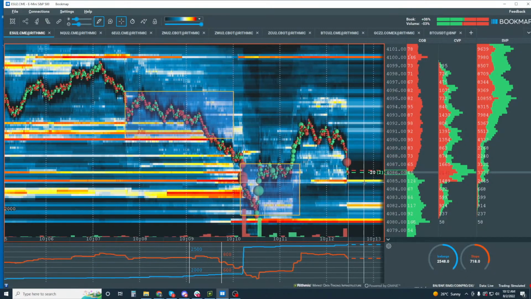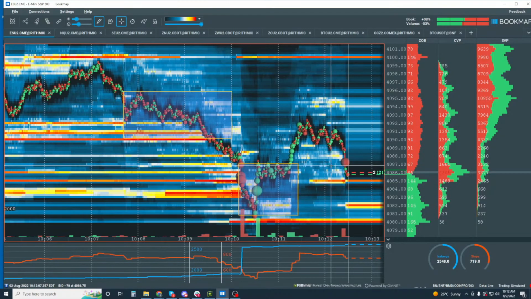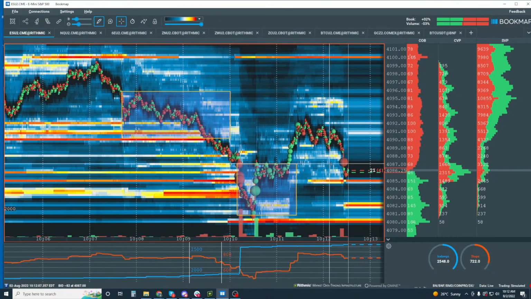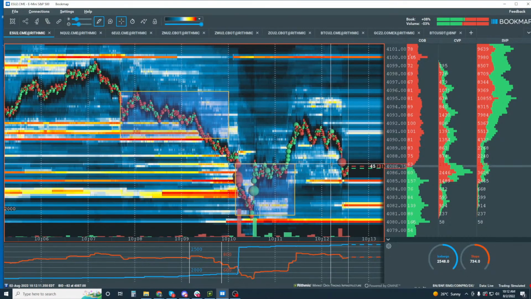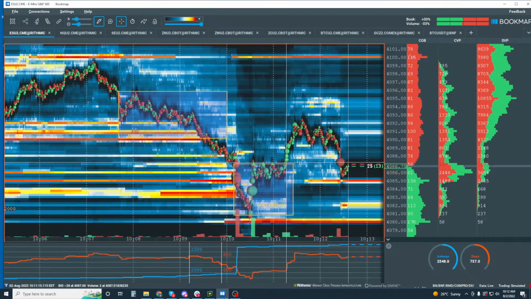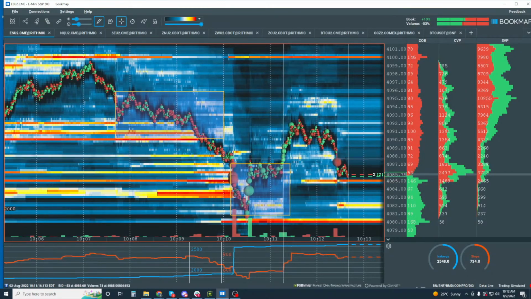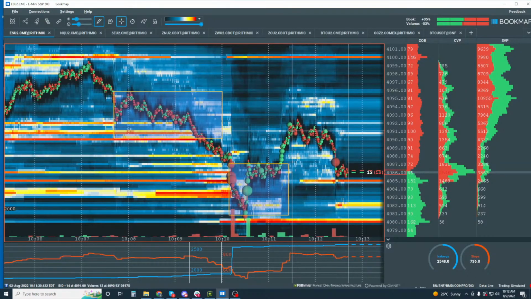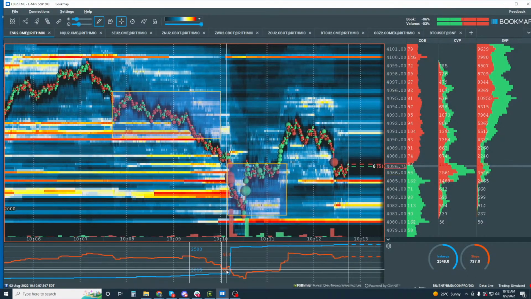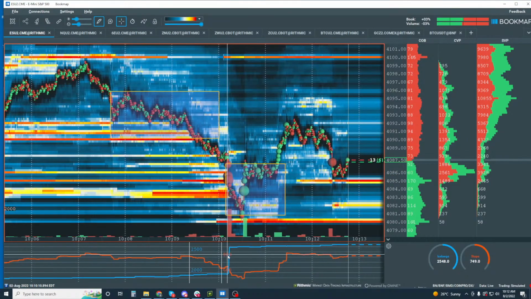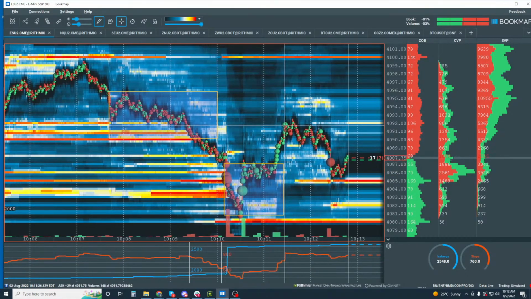Sellers give it another shot down here. Now they're trying to squeeze the buyers in these areas. There's a lot of stop runs in here too. Let's see, how many is it? It's around 200. It's not that many. It's not as many as I thought.